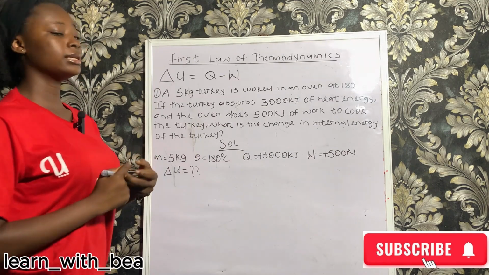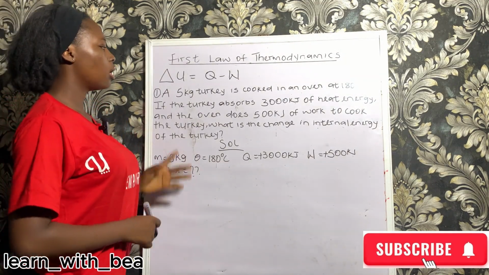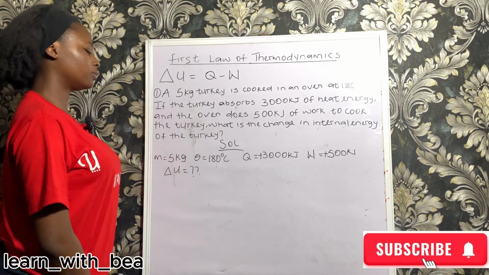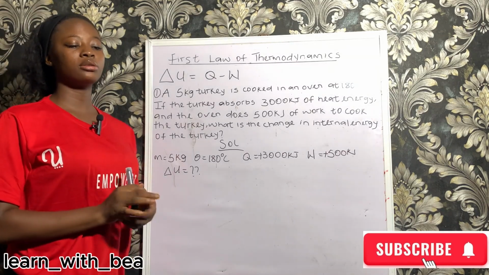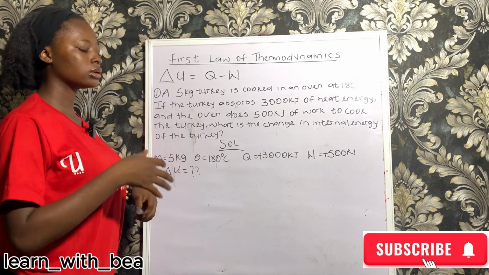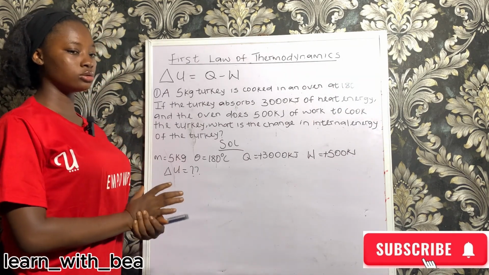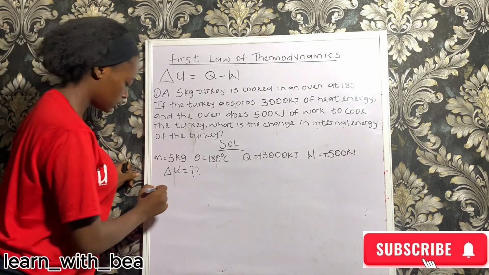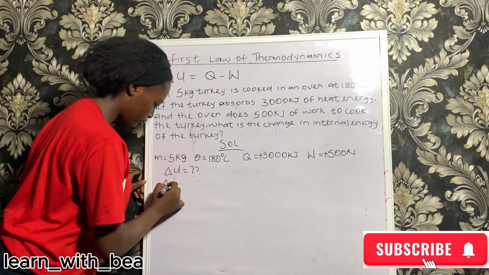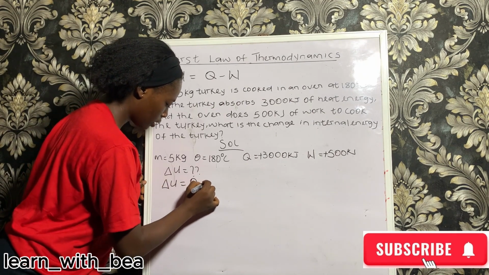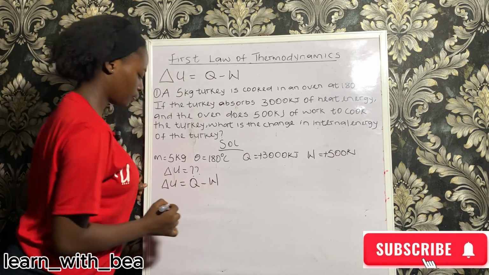So, like I said, if you want to do any calculation, the first step is to write out the values that you are given. After writing out the values that you are given, look at the thing that you're asked to look for. What formula do you know that is associated with that thing? So in this case, we know that our delta U is Q minus W.